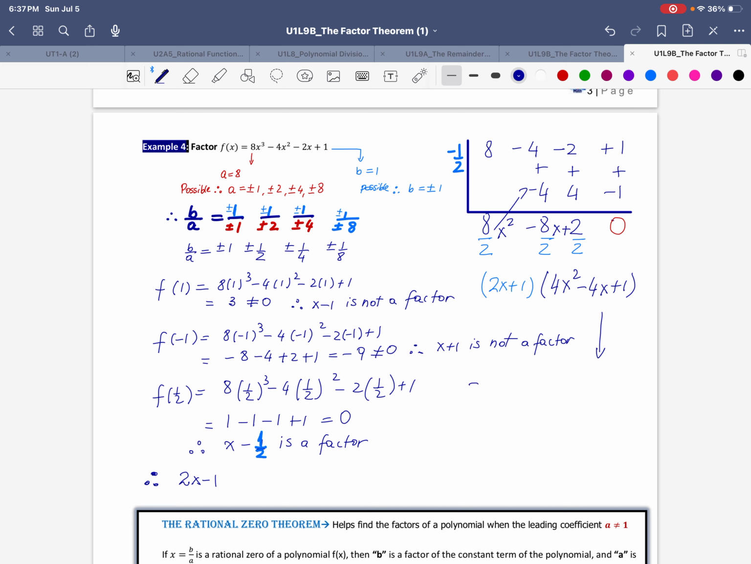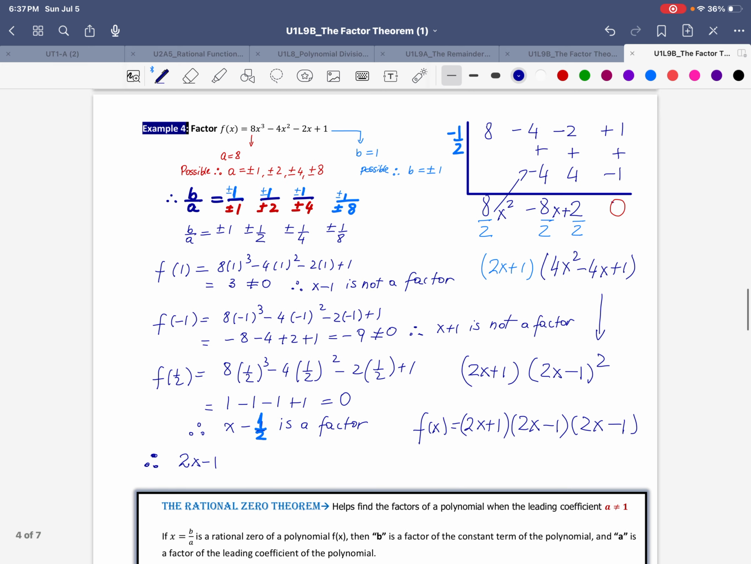We have 2x plus 1. And as you can see here, we have a perfect square trinomial. The first term is perfect square, the last term is perfect square, and the middle term is double of 2x, which is the square root of this, and the square root of 1. So we're going to say that that would be 2x minus 1 squared. So f of x equals 2x plus 1, 2x minus 1, 2x minus 1. And voila, this would be the answer.